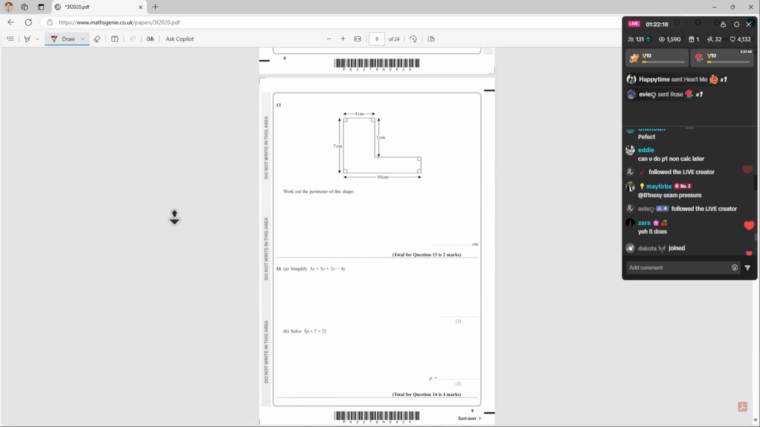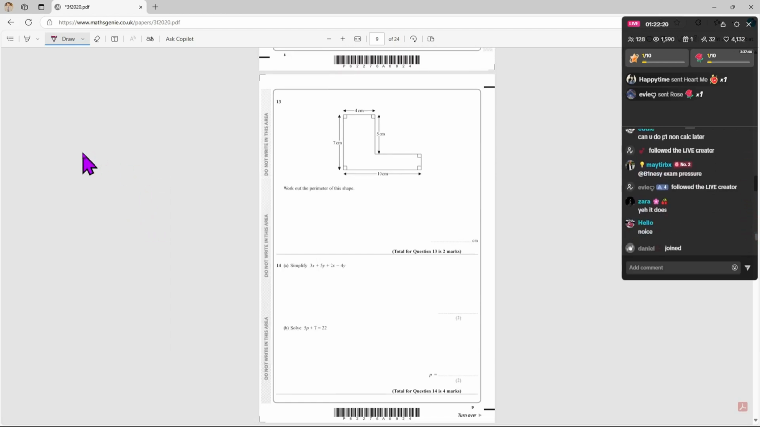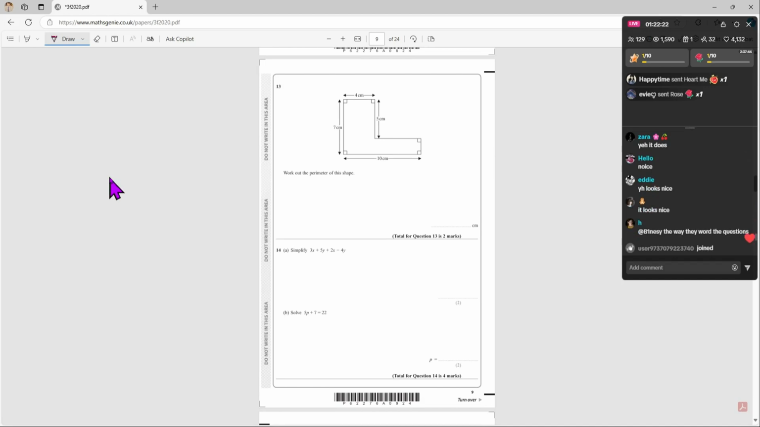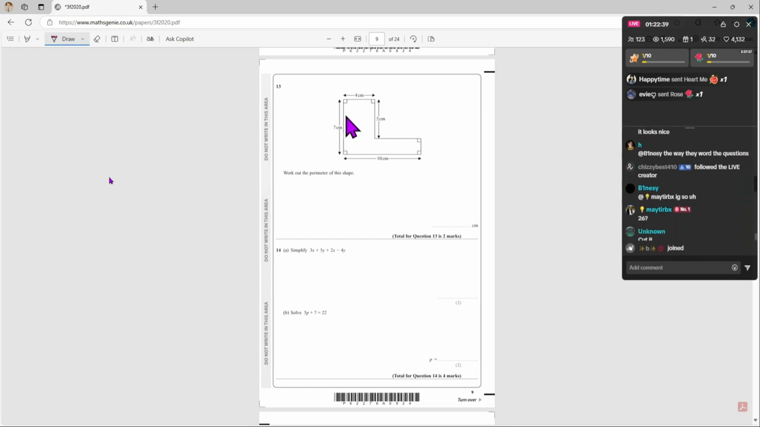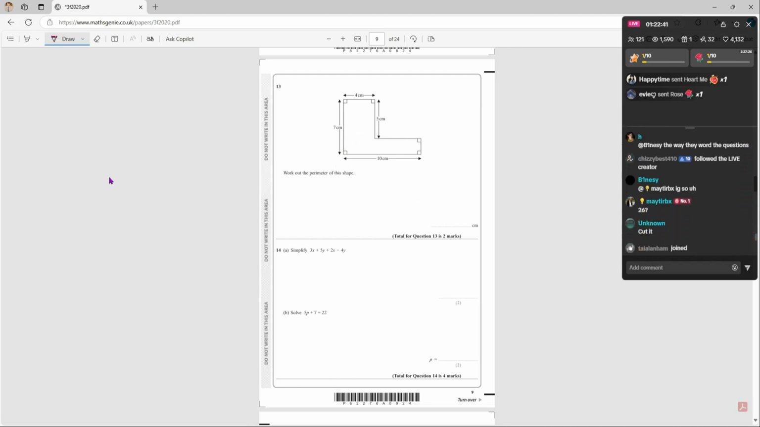we have question number 13. Work out the perimeter of this shape. The perimeter just means the length of each side, and then we have to add them together. So we have some missing lengths that we need to work out. We have to work out this specific length over here and this one as well.